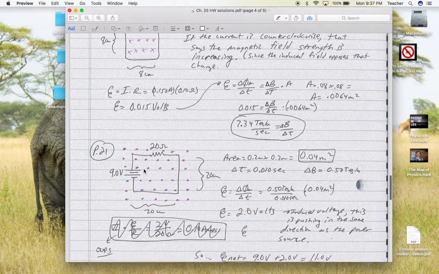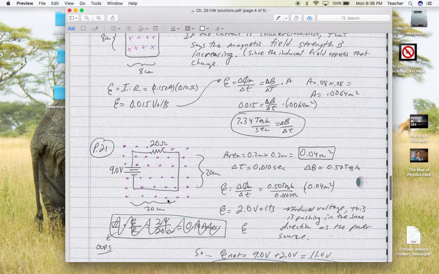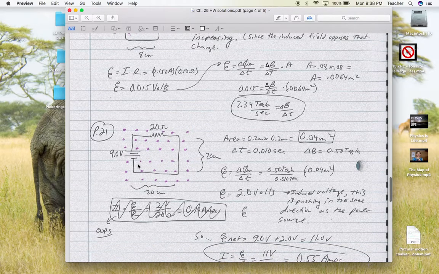Okay, for number 21, again, it's a 20 centimeter by 20 centimeter area, 20 ohm resistor, 9 volts here. So we get the area for that. Time interval, again, 10 milliseconds or 0.01 seconds. The change in flux is 0.5 Tesla. So I can get that the EMF here, 0.5 Tesla over 0.1 seconds times that area, is 2.0 volts. But now the key thing is finding out whether that 2 volts is helping the 9 volts or hurting the 9 volts.